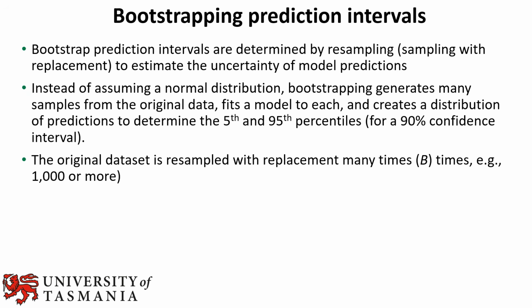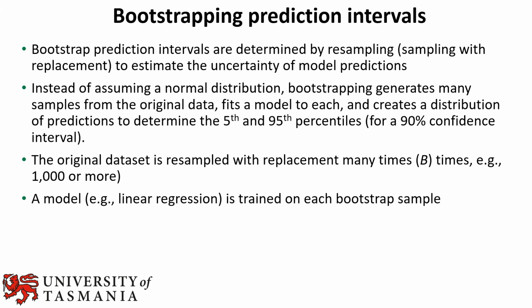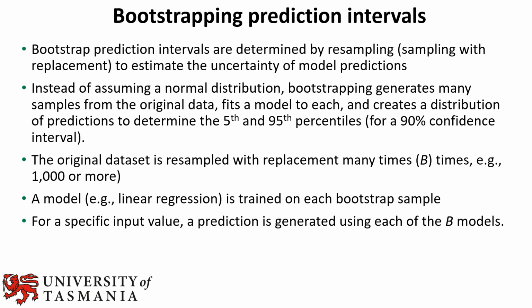So an original data set is resampled a number of times, it might be B times, and then you fit a model on each bootstrap sample. Could be a linear regression, could be something else. And then for each specific input value, a prediction is generated using each of the B models.